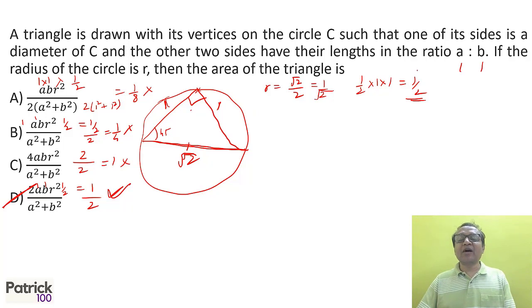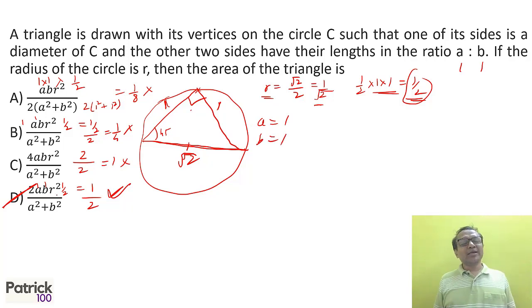Okay. From that, area is half into the product of perpendicular sides. So we want the answer as half. Now substitute the values in the options, where you substitute r as 1 upon root 2, a as 1, b as 1. And check which option gives you half. You realize D option gives you half. That's the answer. So whenever you have variables, one approach is to substitute simple values. You tend to get the answer. There are already a couple of sums in this exam where you could easily substitute values and get the answer. Learn simple approaches to solve.